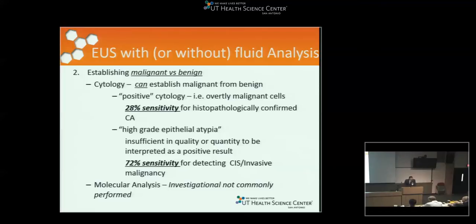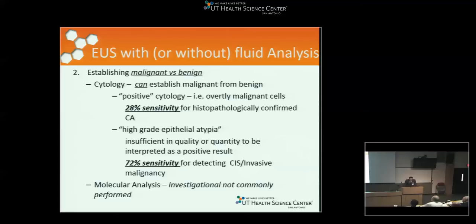Our second objective, establishing malignant versus benign cysts, is accomplished by cytology to varying degrees of accuracy. Positive cytology, i.e. overtly malignant cells, unfortunately only has a sensitivity of about 28% for histopathologically confirmed cancer in surgical specimens. This is probably owing to the technique for fine needle aspiration, where a small 22-gauge needle is used to aspirate cells, smear them across a pathology slide. It's logical to think that you could probably miss some cells in that sample.